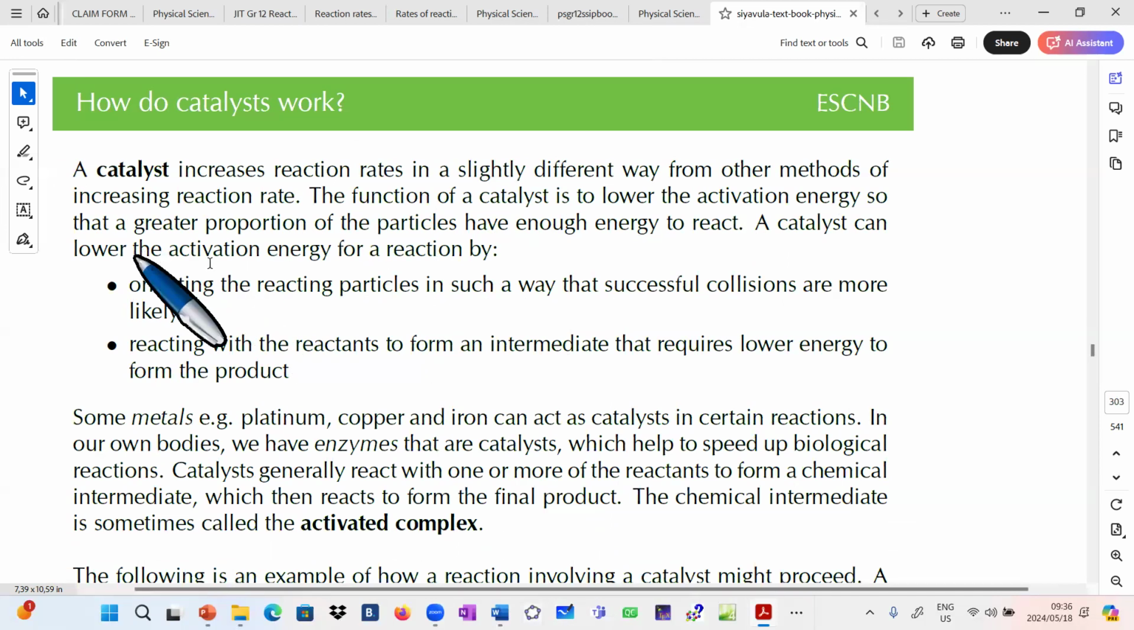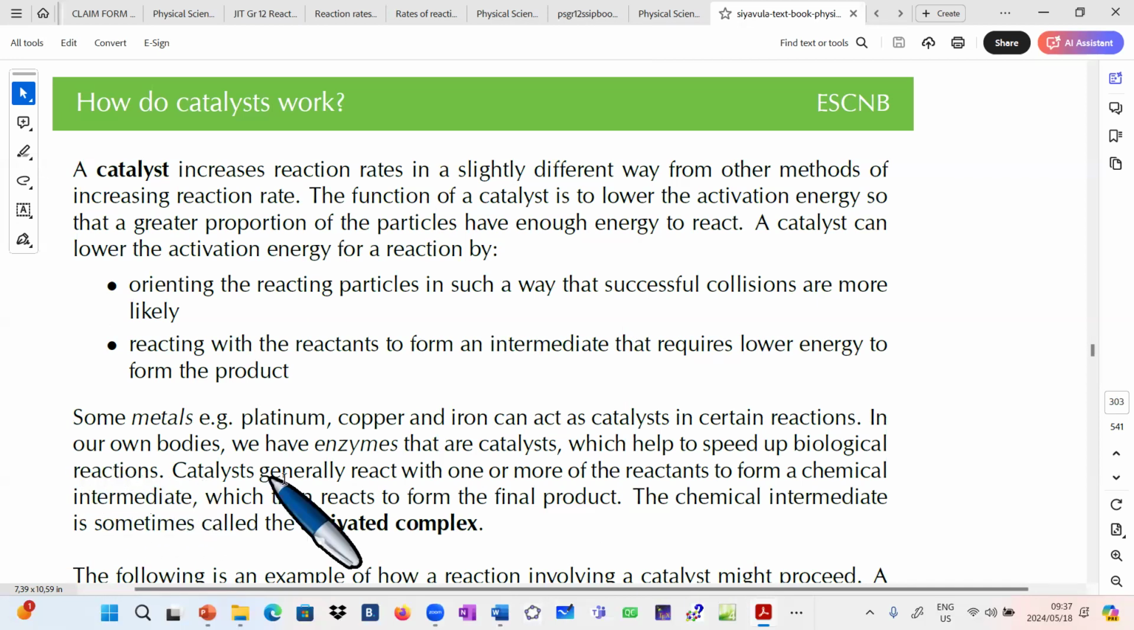A catalyst can lower the activation energy for a reaction by, so how does it do that? By orienting the reacting particles in such a way that successful conditions are more likely. By reacting the reactants to form an intermediate that requires lower energy to form the product. Some metals, e.g. platinum, copper, and iron, can act as catalysts in certain reactions.